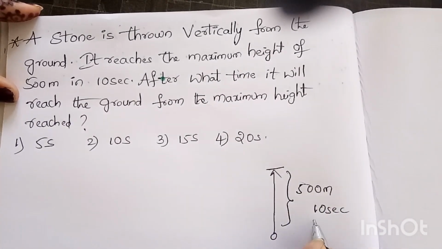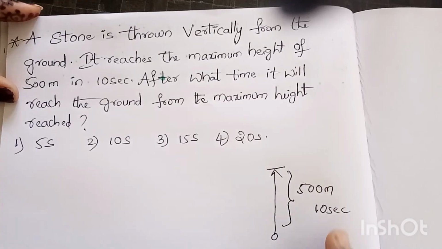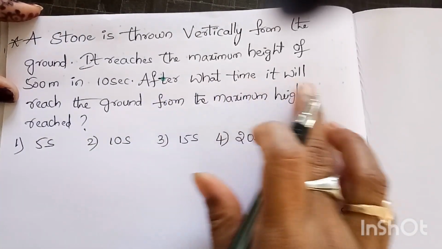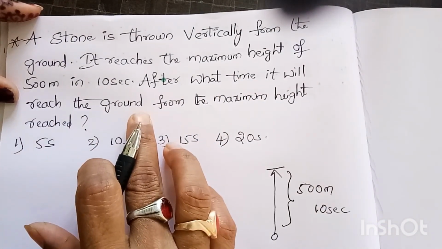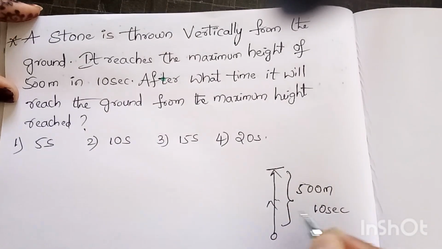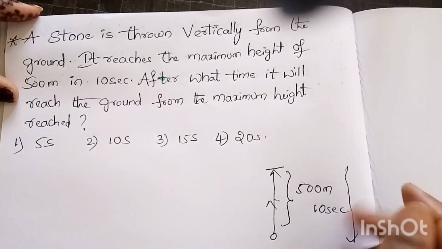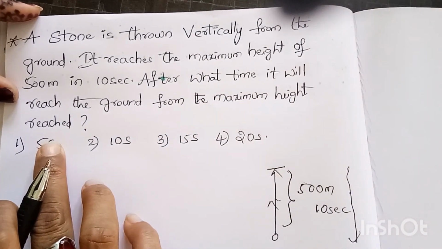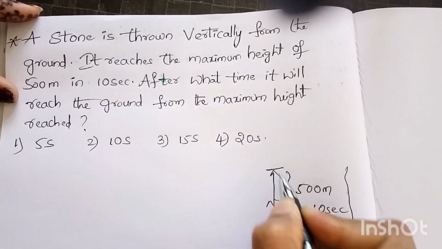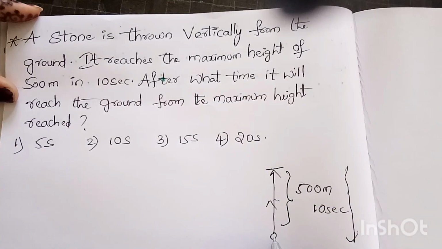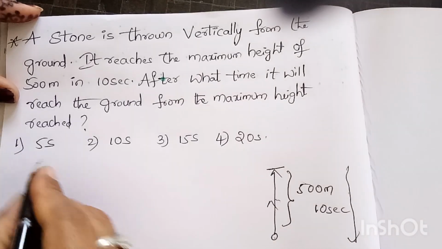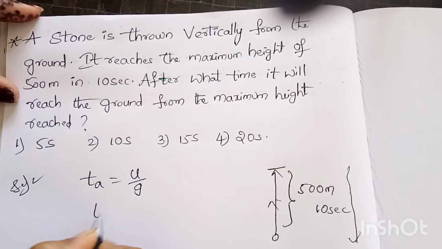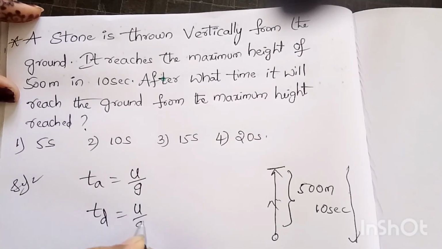So the time taken by the body to reach the maximum height of 500 meters is 10 seconds. They ask us to find after what time it reaches the ground from the maximum height reached. So from the maximum height, what is the time taken by the body to reach the ground? As you all know, the time of ascent Ta is u by g and the time of descent Td is u by g.